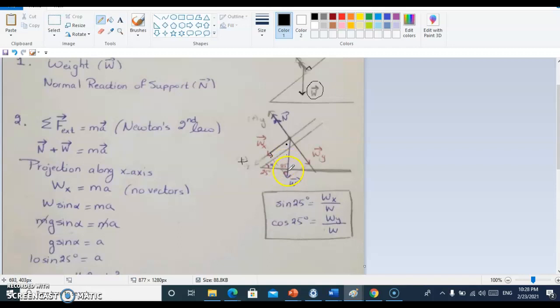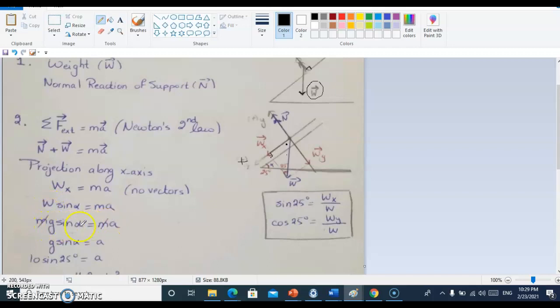The side facing the 25 degrees is the x component. That's why we say sine 25 is Wx over the hypotenuse, which is the side facing the right angle, the weight W. Cosine 25 is Wy over W. If you do cross multiplication, Wx is W sine 25. As you can see, we have to write it in detail. Then you substitute W for mg: mg sine alpha equals ma.